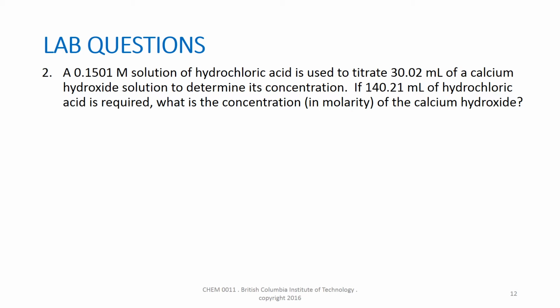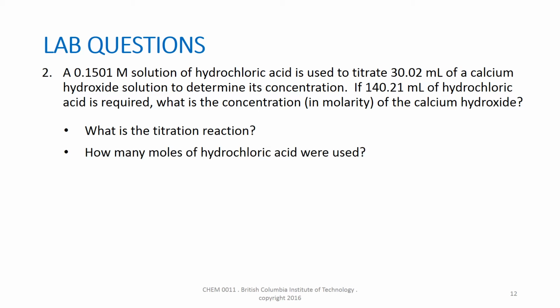The second lab question has to do with calculating the concentration of a solution from titration results. Breaking a problem like this down into a series of steps can be useful. The following steps can be used. The balanced chemical reaction for the titration must be considered. From this, the mole ratio between the reactants is obtained.